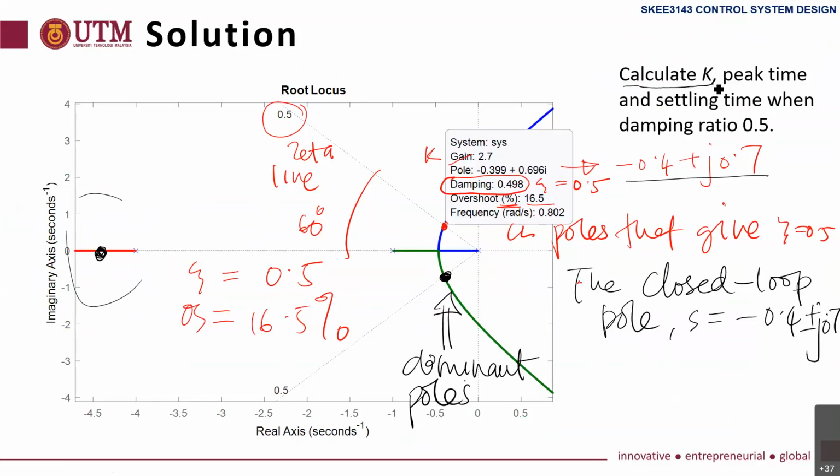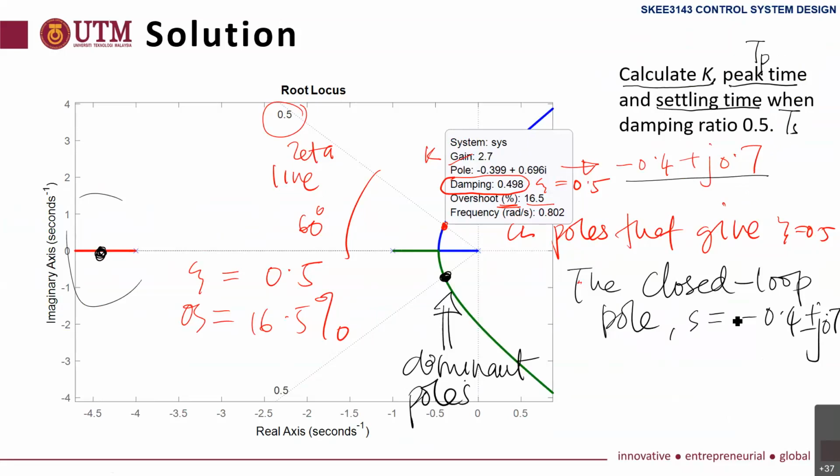Calculate K, we have calculated K. Calculate peak time. We want also to find peak time, and also settling time, TS, when damping ratio 0.5. This is another question which is normally asked in the exam or test. And these are important in chapter 2 in designing PID controllers.